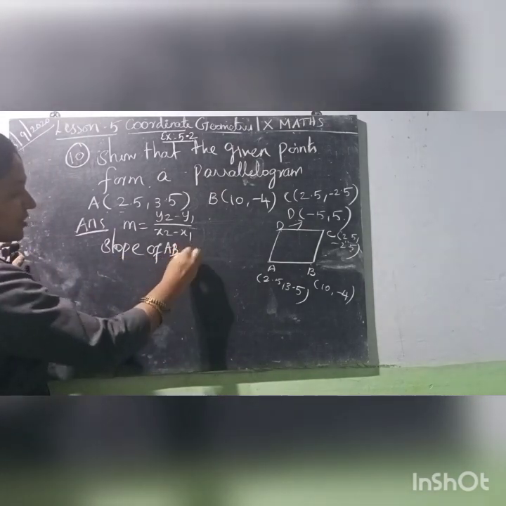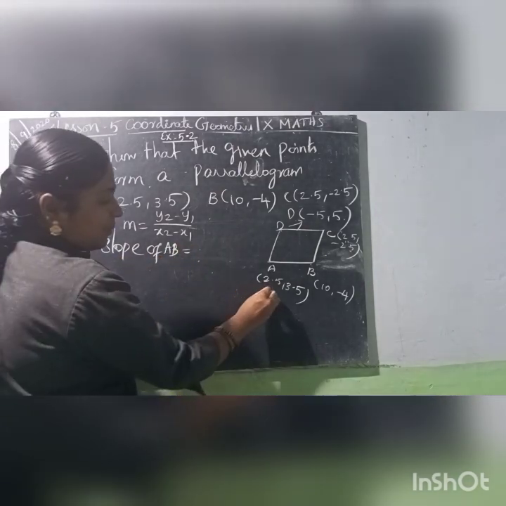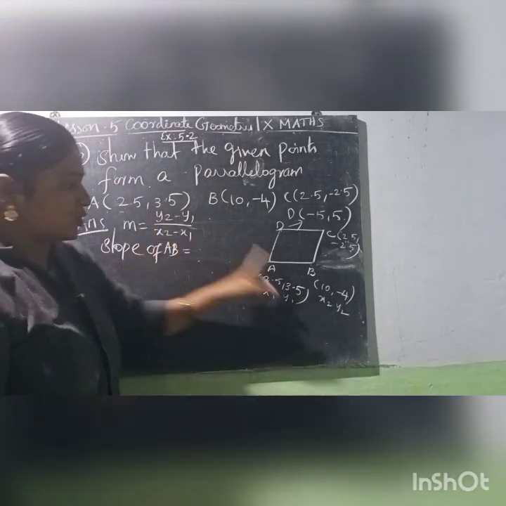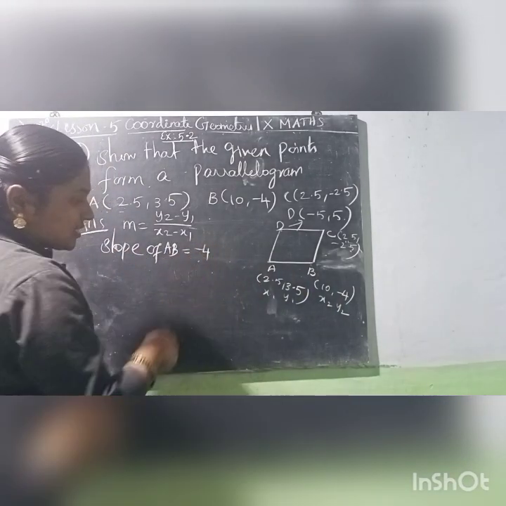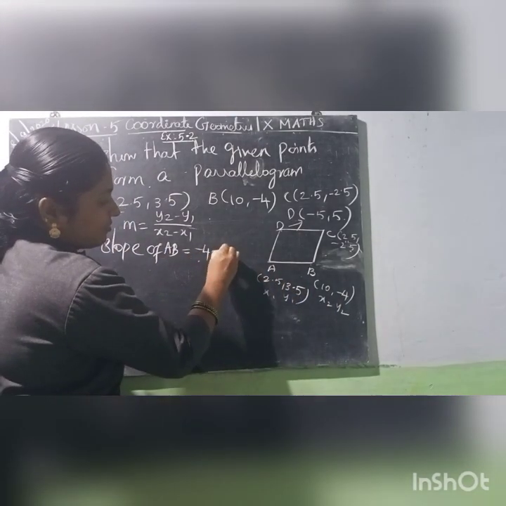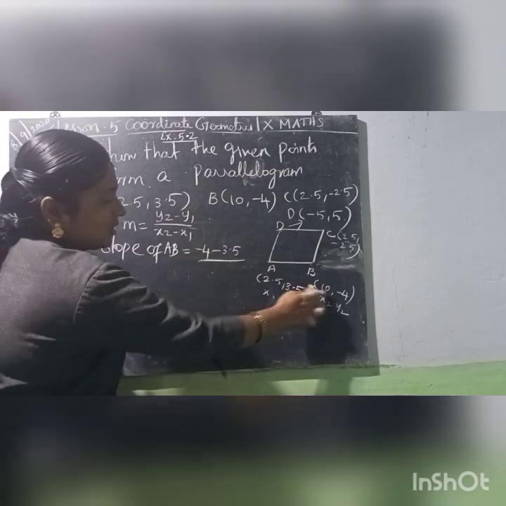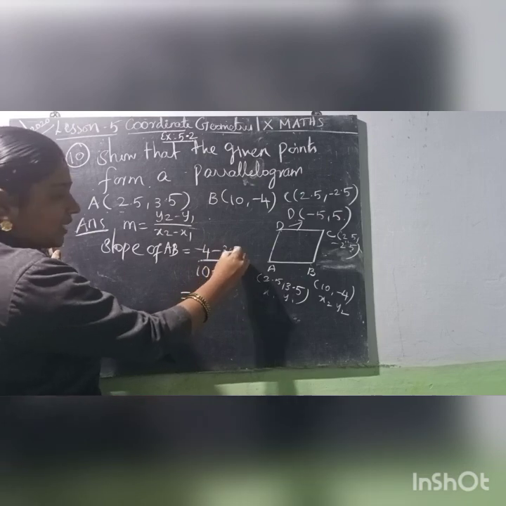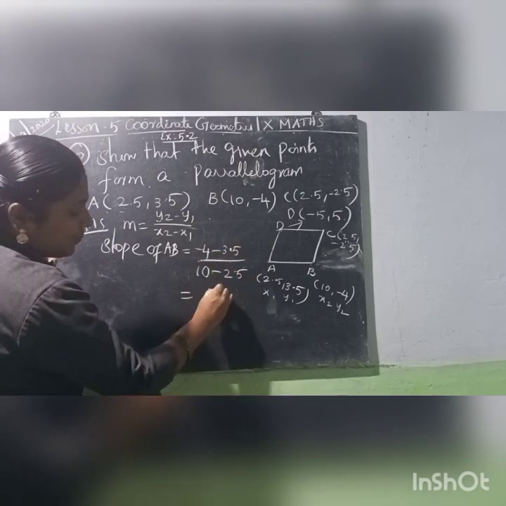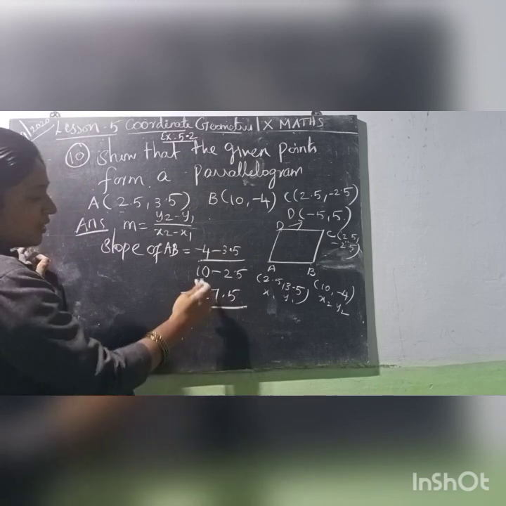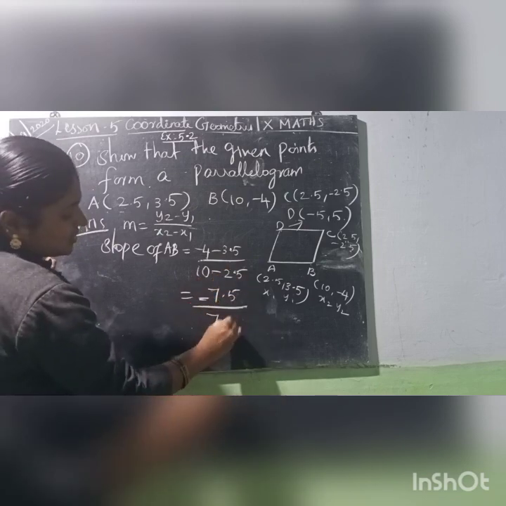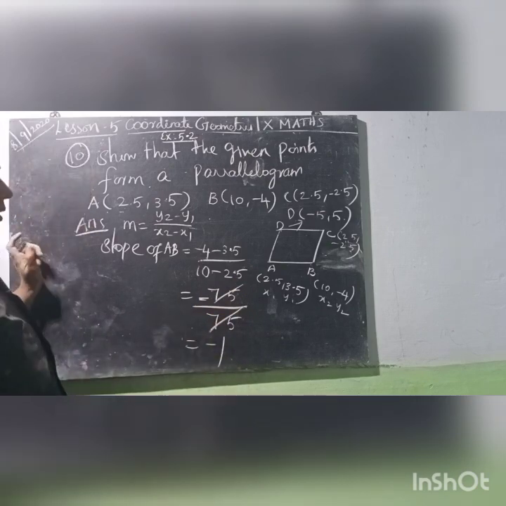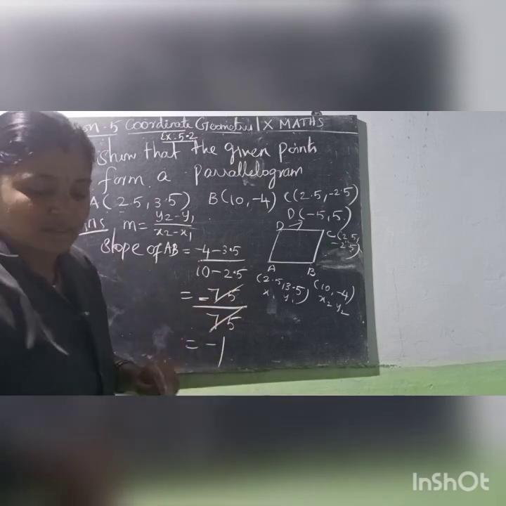Now we are going to find the slope of AB first. In AB this is x1 y1 and this is x2 y2. If we substitute, y2 value is minus 4 and y1 value is 3.5, so minus 4 minus 3.5 divided by x2 minus x1, so 10 minus 2.5. Same sign, so we add: 4 plus 3.5 is 7.5, with the same sign, divided by 10 minus 2.5, which is 7.5. We can cancel. So we will get minus 1. Now the slope of AB is minus 1.